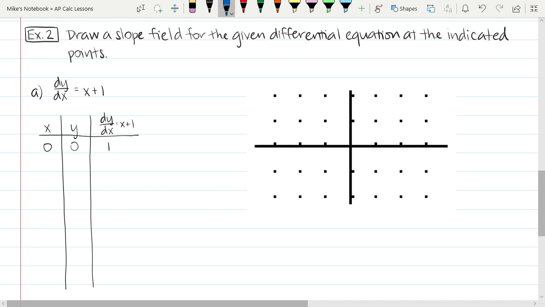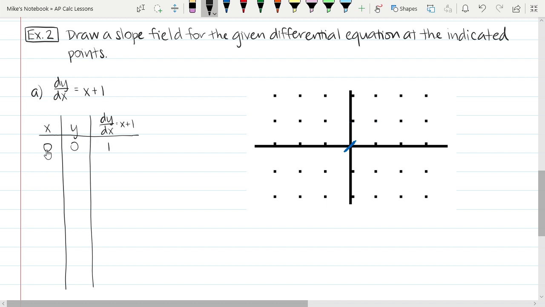And what that means then is, at the point 0, 0, I need to draw a line segment that has a slope of 1. So remember, a slope of 1 means it would rise 1 and go over 1. So right here, I'm going to draw a little segment that has a slope of 1. All right, so that's the first one. And now we're going to just keep on going.